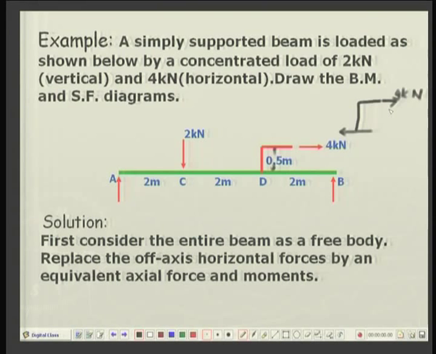So, the couple has to be maintained. So now the bracket is in equilibrium, and at this junction between the bracket and the beam there will be an equal and opposite reaction. It means at that point D there will be a horizontal force of 4 kilonewton towards the right, and there will be a clockwise moment at D of 4 into the moment arm being 0.5, which is 2 kilonewton meters.